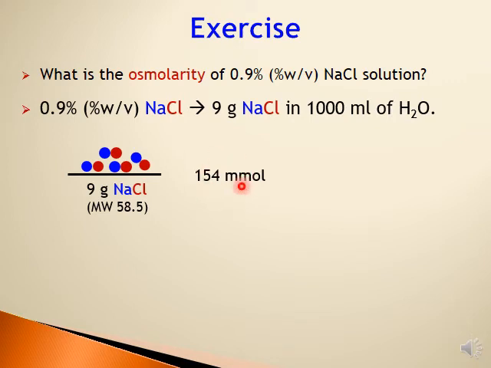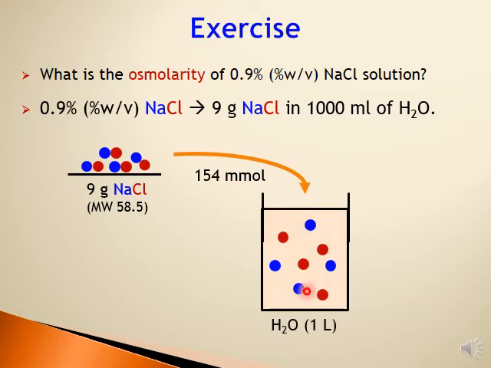If we put 154 millimole of sodium chloride powder into 1 liter of water, this will give me a solution that has an osmolarity of 308 milliosmoles per liter. Why? You can notice that the value 308 is just 154 multiplied by 2, because each molecule of sodium chloride will dissociate in the water and give me two osmotically active ions, the sodium and the chloride. So the osmolarity here is 308, which is very close to the osmolarity of our body fluids. That's why the 0.9% sodium chloride solution is iso-osmolar. It has almost the same osmolarity as our body fluids.